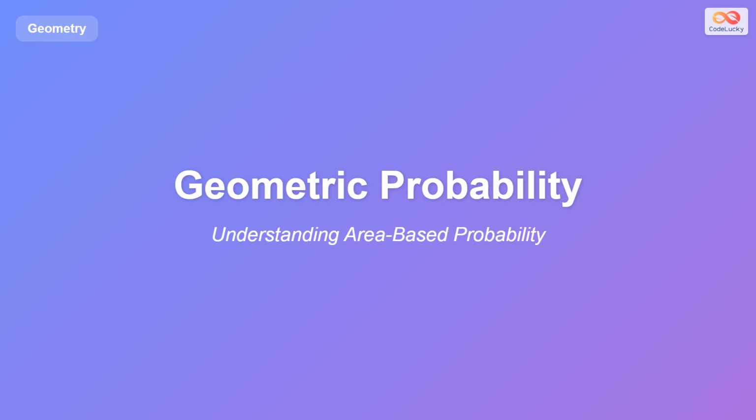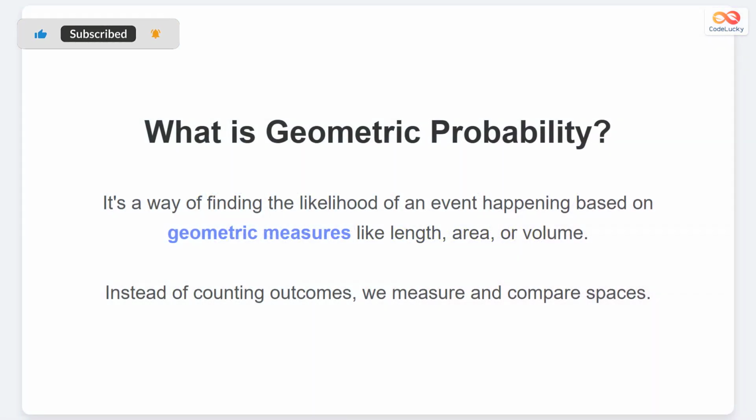Hello and welcome. Today, we're diving into the fascinating world of geometric probability, specifically focusing on how we can use area to determine the chances of an event happening. So, what exactly is it? Think of it as a method for finding probabilities by comparing sizes. Instead of counting individual successful outcomes, we measure and compare geometric properties like length and, in our case today, area.